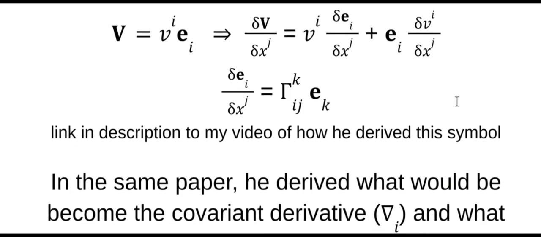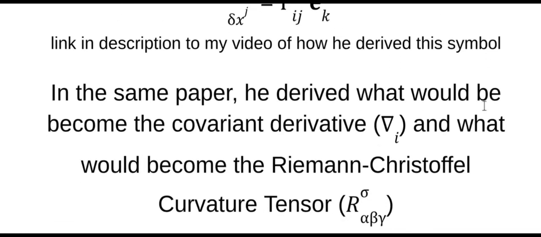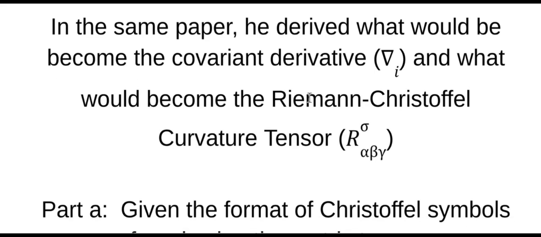He derived what would become the covariant derivative, and I made a video of that, and what would become the Riemann-Christoffel curvature tensor. So there was a lot going on in that first paper that he published, and it was truly the beginning of differential geometry. Differential geometry had been started by Gauss and later described by Riemann, but unfortunately he died very young and he never got to finish it. But this is where it really got off the ground, is you could have hard equations to work with in differential geometry. Okay, so that's a long-winded background of what we're doing here.